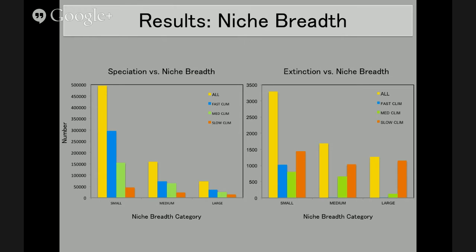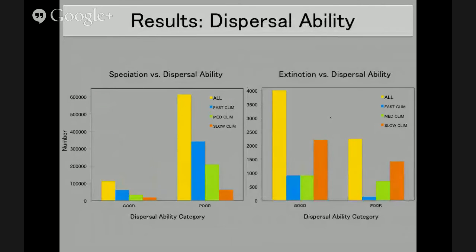And this is held up by the data where we see this stepwise decrease in speciations with increasing niche breadth. Extinctions, however, over here are a little harder to interpret. But you see with the pooled data, that's the data in yellow, that we also see a stepwise decrease in extinctions with increasing niche breadth.